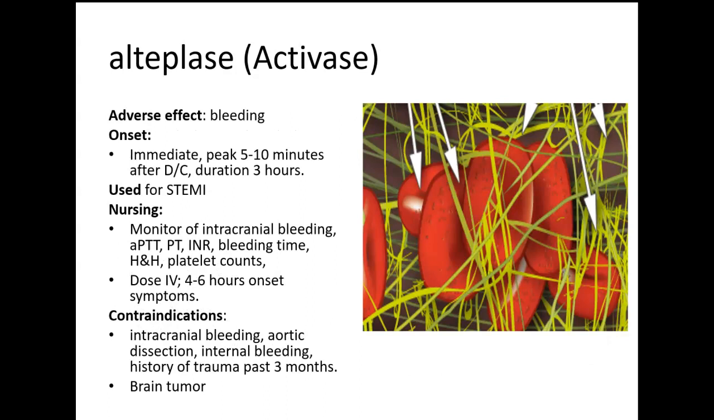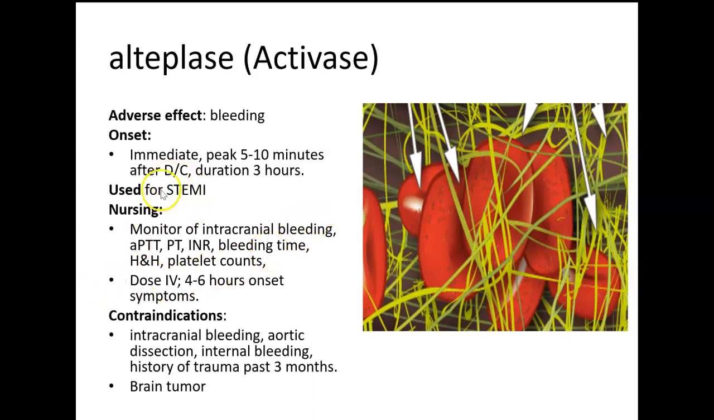So the adverse effect of this, as you can imagine, is bleeding because it's too much of the intended effect. So the onset is 5 to 10 minutes. I mean, it really will work fast. When you infuse it into a catheter, you usually infuse it and let it sit for 30 minutes to an hour, and it works really well.